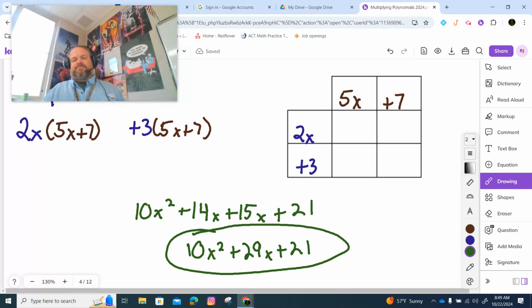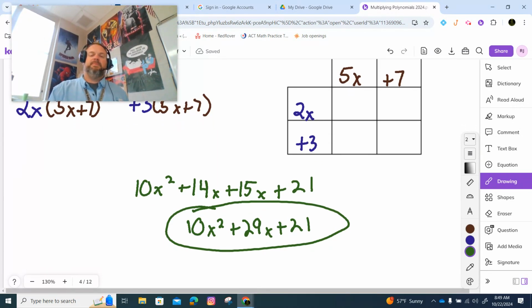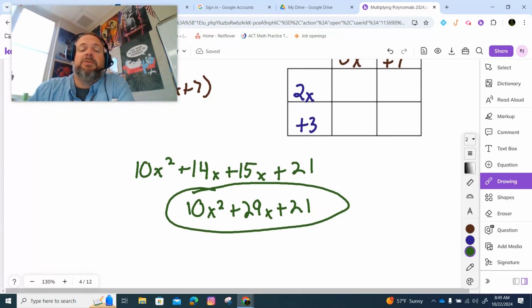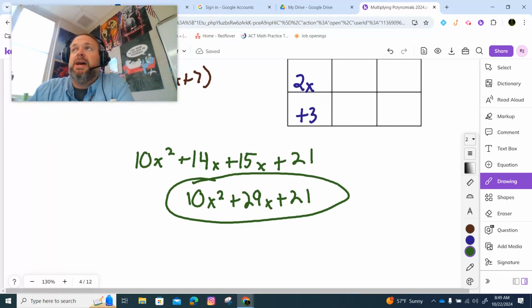Okay, so did you get that? The top green are the terms, what you should have got in either your chart or after you did double distributive. What I circled is what you should have got as your answer.